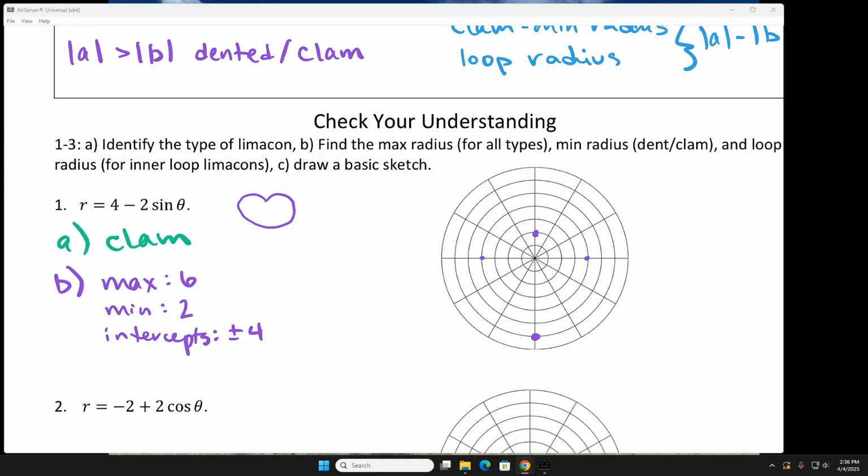Okay, let's see if I can draw a clam that hits all those points. It's a kind of wobbly clam. That was really terrible, but that's okay.